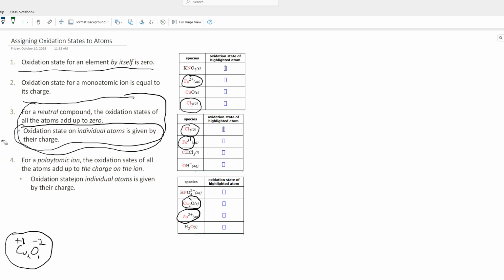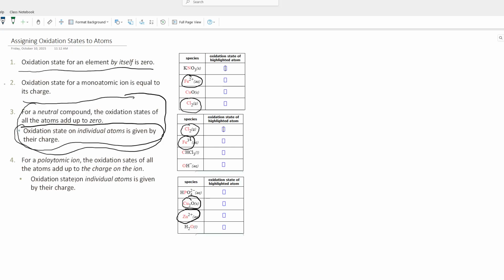Okay, so that is rule number 3. For a neutral compound, the oxidation states of all the atoms have to add up to 0. Rule four: for a polyatomic ion, the oxidation states of all the atoms have to add up to the charge on the ion itself.